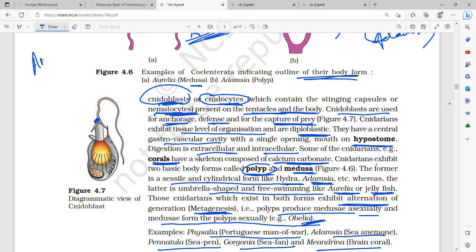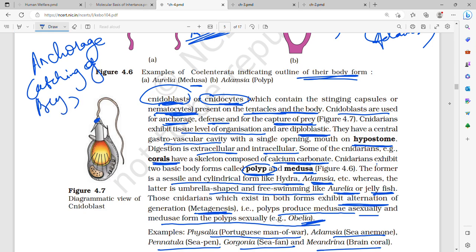Nidoblasts are used for anchorage, catching of prey, and defense.